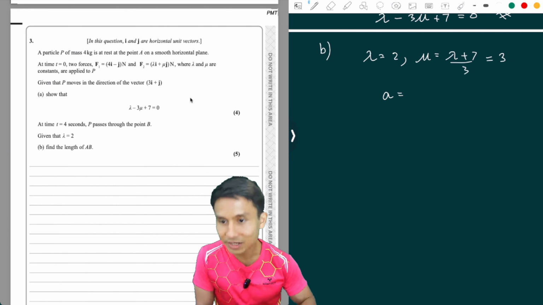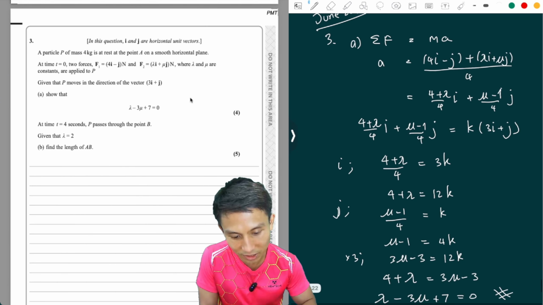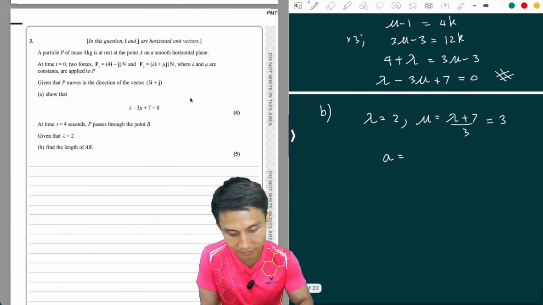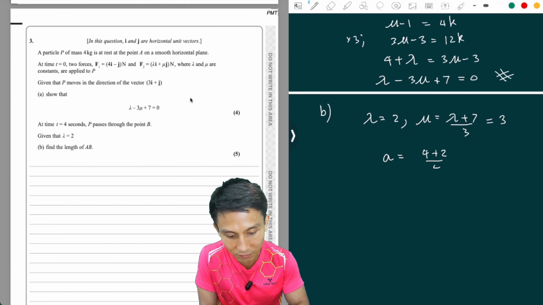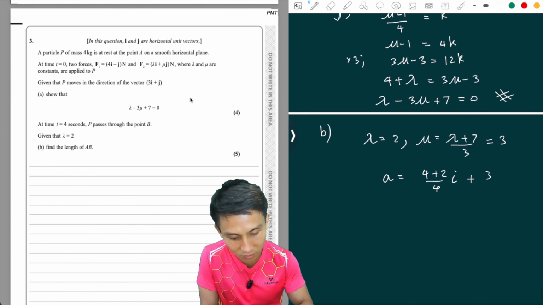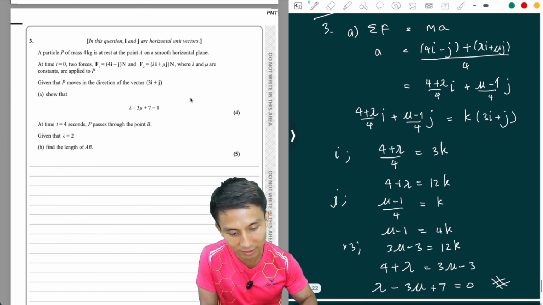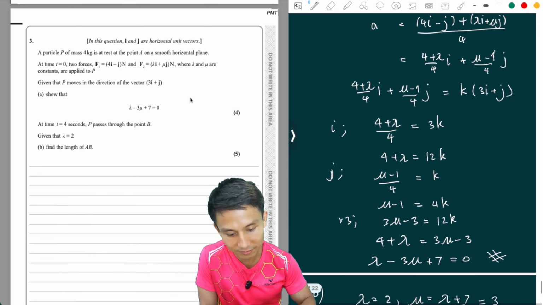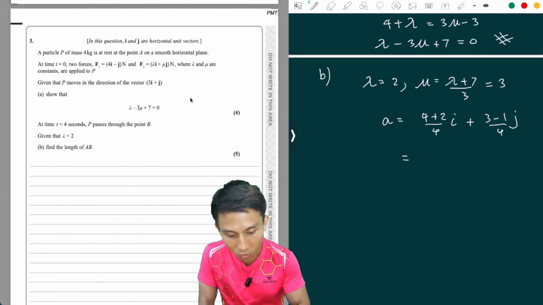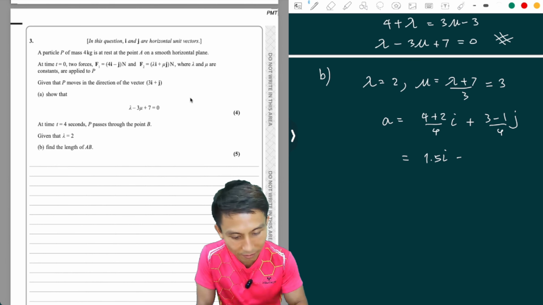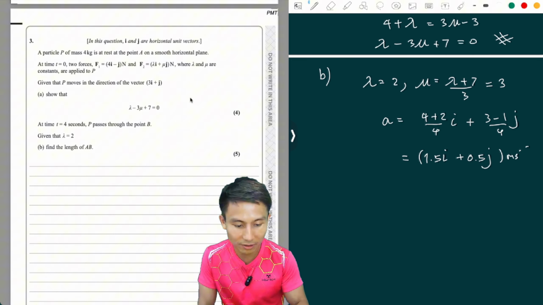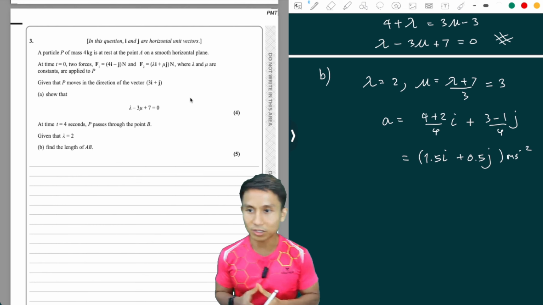So the acceleration, we got an equation earlier, is this one here: (4 plus lambda) over 4 i plus (mu minus 1) over 4 j. So that is just what? 1.5i plus a half j. That's just the acceleration there. Okay, now we've got the acceleration.